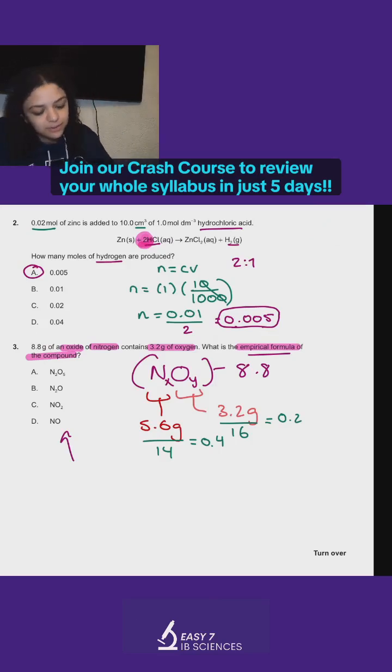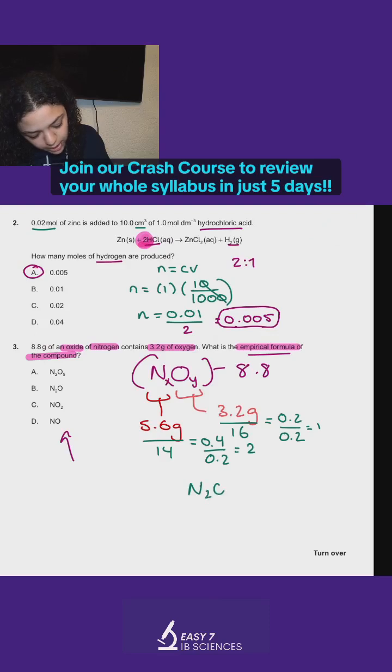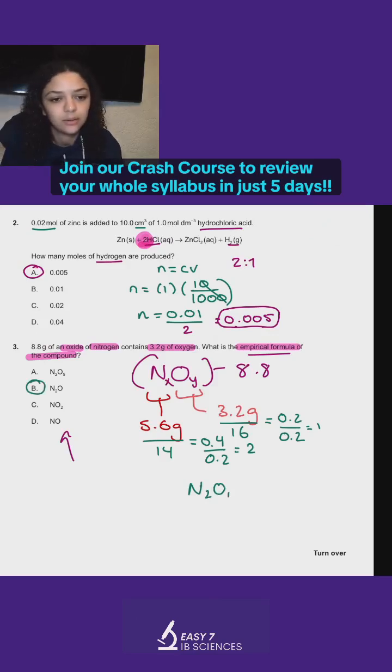Okay, divide by the smallest. Very good, guys. And which one's the smallest? Oxygen is the smallest. So 0.4 divided by 0.2 gives me 2 to 1. So I know for every nitrogen, I have 2, and for every oxygen, I have 1. So what is the ratio? What's our answer going to be? B.